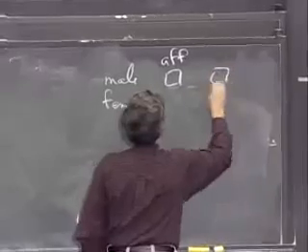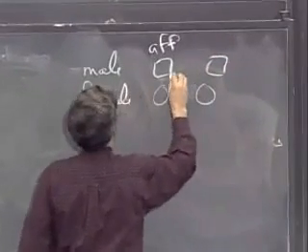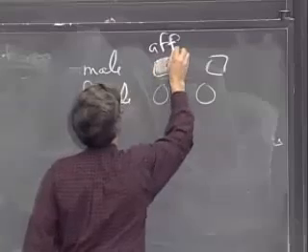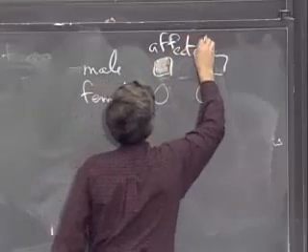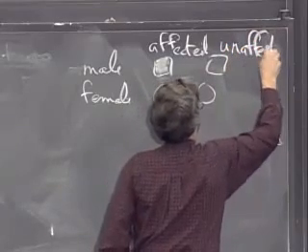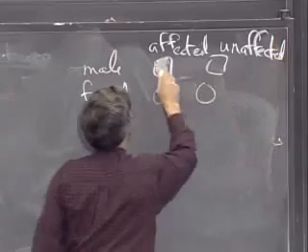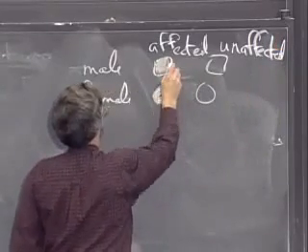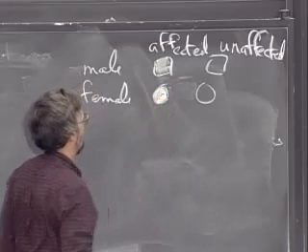Males are squares, which I don't know if there's any symbolism to that or not. But if they're affected, they show it as a shaded square, and unaffected as an open symbol. So affected males are solid squares, affected females, solid circles.